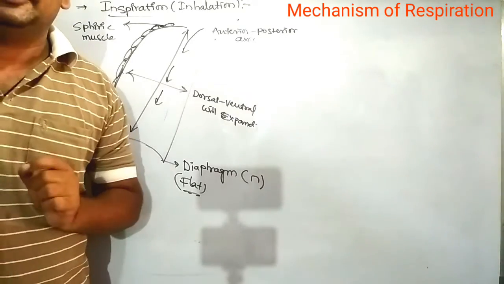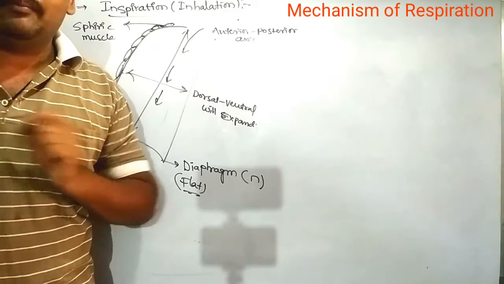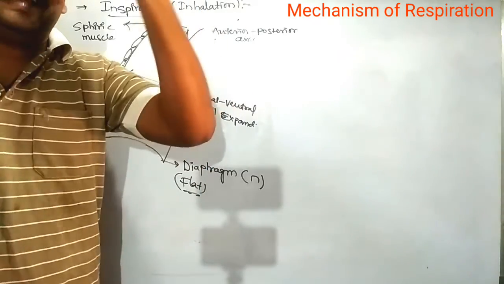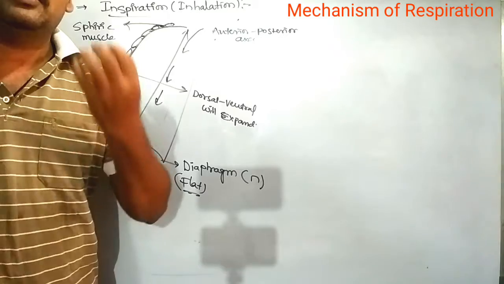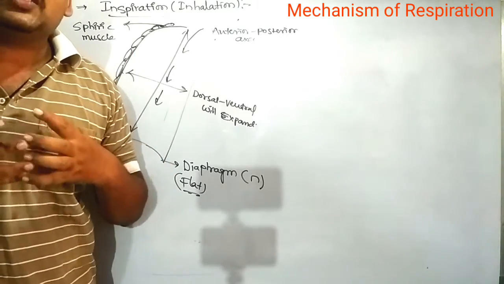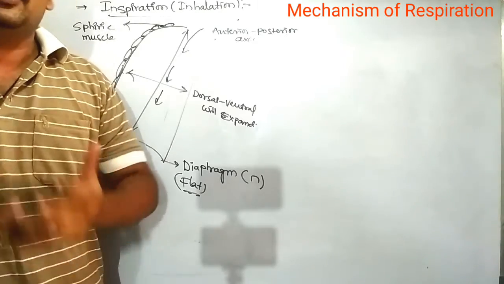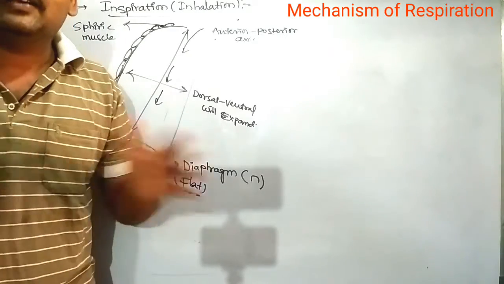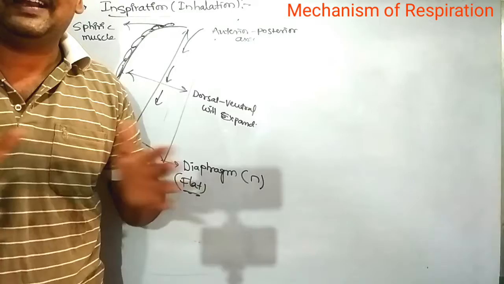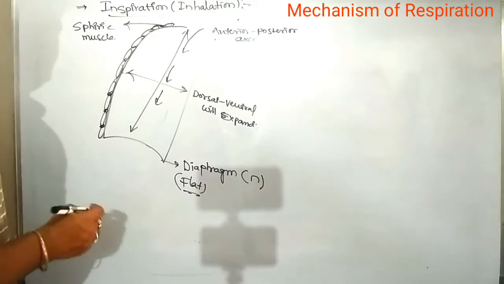Inspiration is majorly controlled by the medulla oblongata. If you take the gases into our lungs, the lungs will expand. Before the expansion of the lungs, the ribs and the diaphragm also show a proper expansion. So that is known as inspiration.